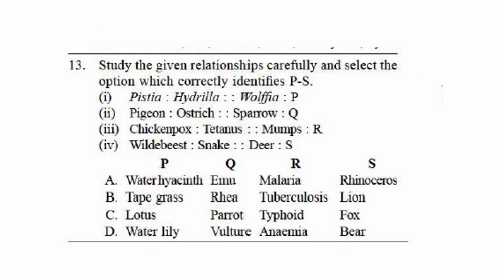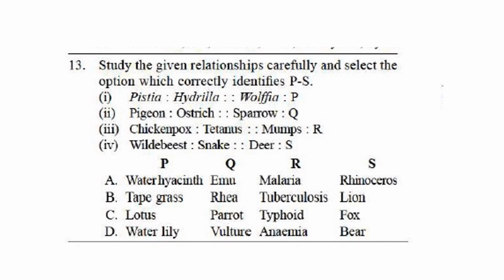Question number 13. Study the given relationships carefully and select the option which correctly identifies P to S. 1. Pistia, hydrilla, wolffia: P. 2. Pigeon, ostrich, sparrow: Q. 3. Chickenpox to tetanus, mumps to R. 4. Wild beast to snake, deer to S.